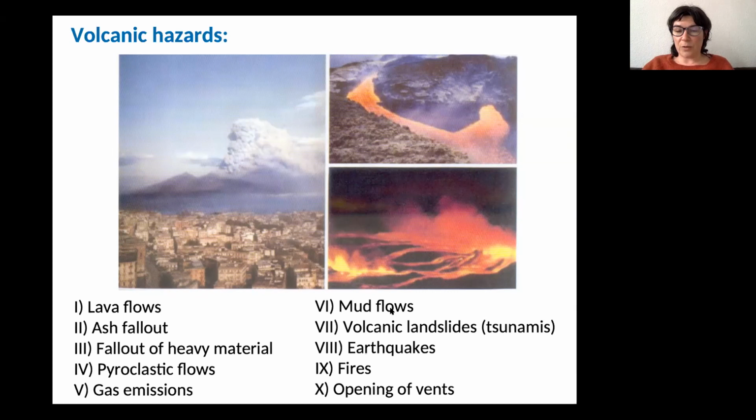Then we have volcano landslides, and the landslides can create tsunamis. So with volcanoes, as I said, the soil is very loose. It may be very unstable, and the volcano is not a very solid structure by itself. And it happens periodically that a flank of an entire volcano collapses, and then you have a tsunami potentially if this is an island. Then obviously we also have earthquakes. Obviously we also can have fire. And then we have a last one here, the opening of vents.